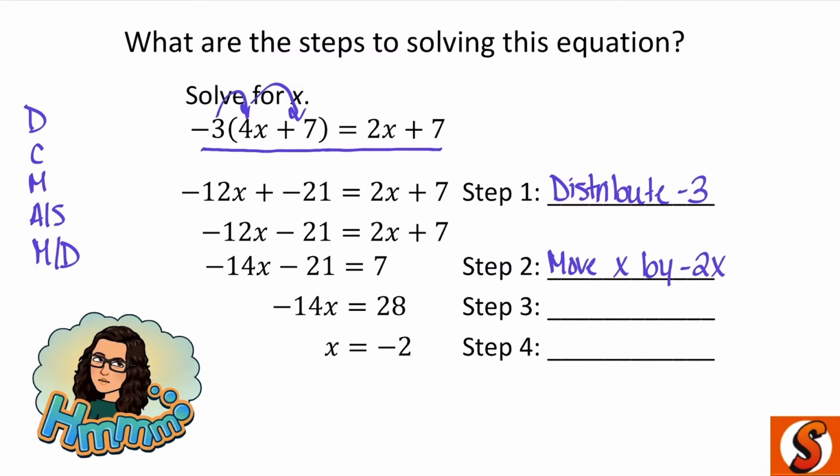Now in step 3, I went from -14x minus 21 equals 7 to -14x equals 28. Notice that I've added 21 to both sides. Then I go from -14x equals 28 to x equals -2. To get from step 3 to step 4, I divide both sides by -14, and that is how I solve the problem.